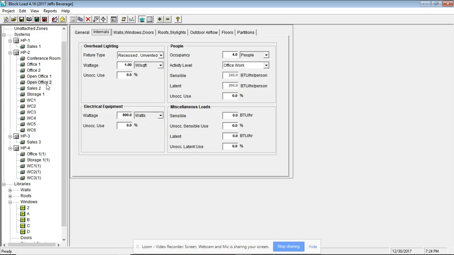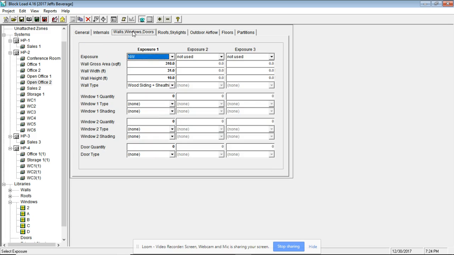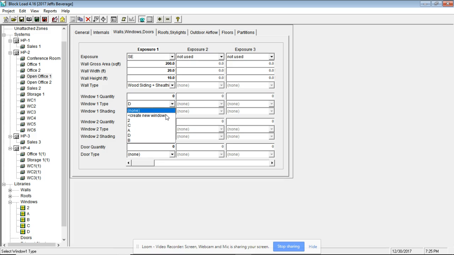I essentially copied open office 1 and then changed this right here. It has one wall that's 31 feet long, 10 feet high, faces northwest, and it has no windows. So the only difference between open office 1 and open office 2 is the exposure of the window. It shouldn't have a window. Look at that, I caught a mistake there again. I almost missed it.